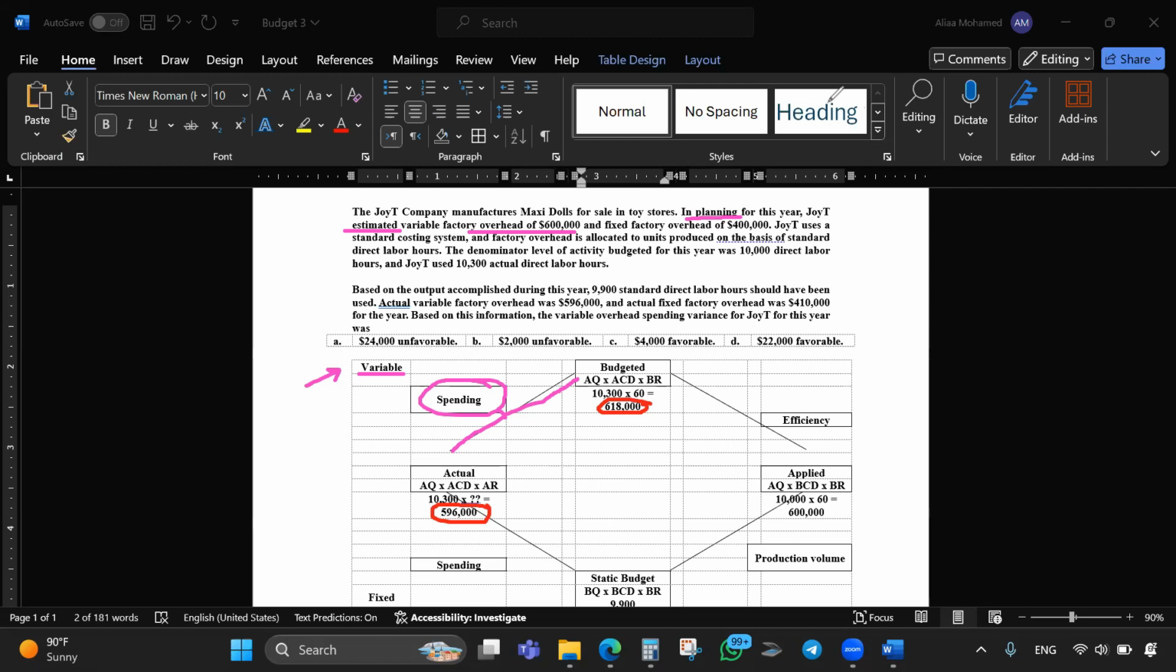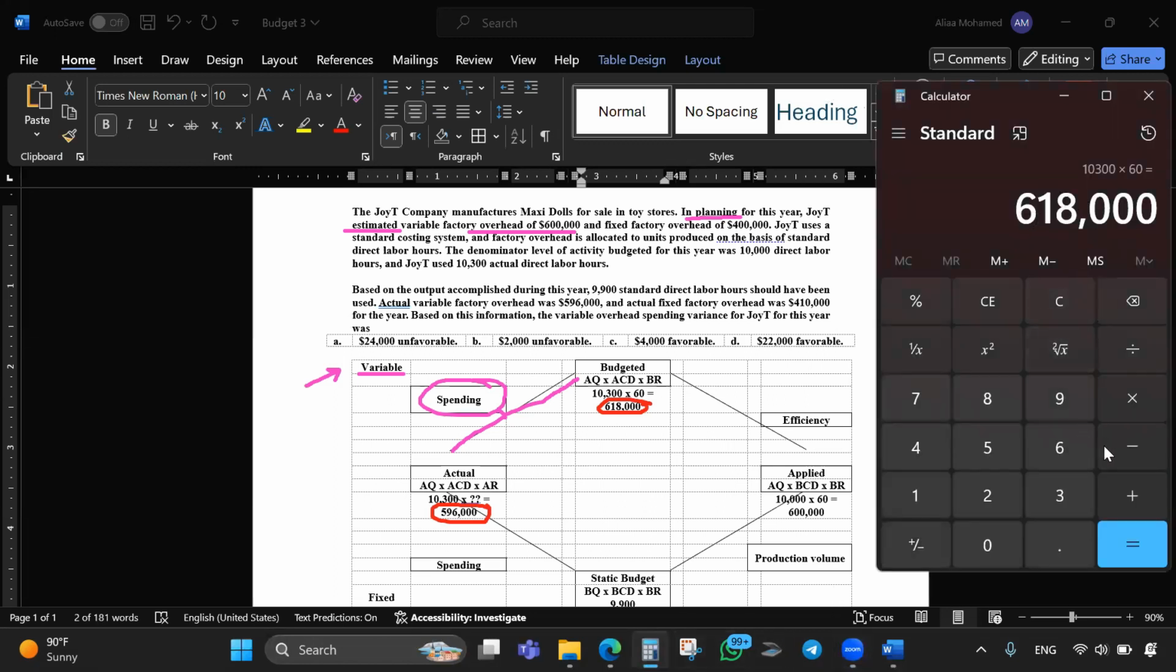On the calculator, 618,000 minus 596,000 is equal to 22,000, which is favorable variance because the actual amount was less than the budgeted amount. So the answer will be 22,000 favorable.